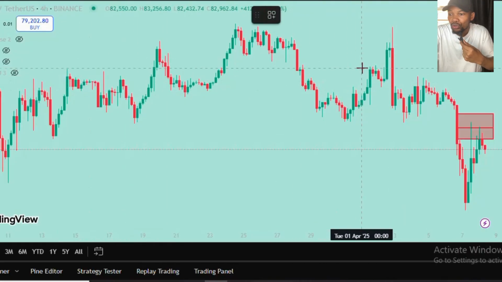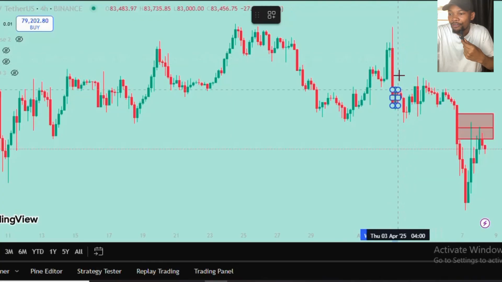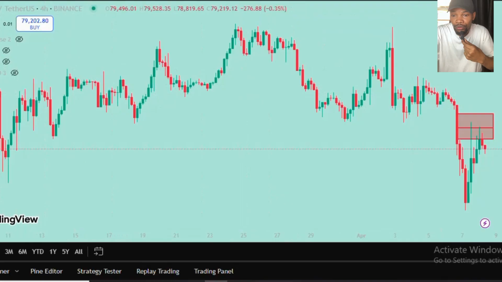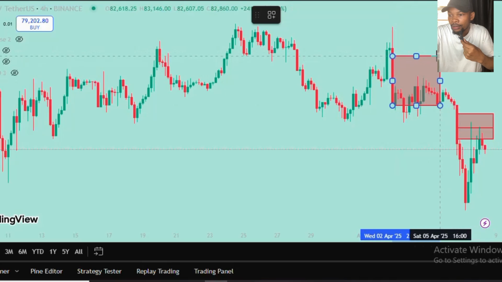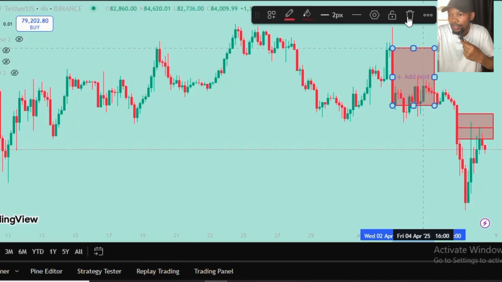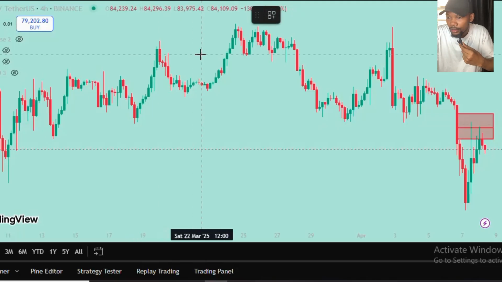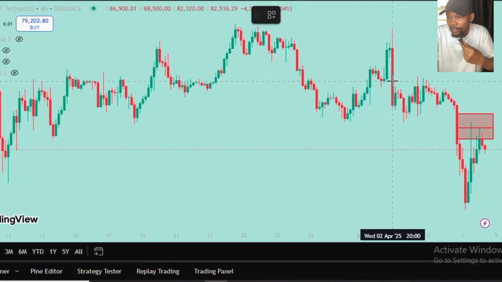Now, like I told you, there are valid fair value gaps and there are invalid fair value gaps. In an invalid fair value gap, this strategy will show you that you should not enter a trade. I'm going to draw the rectangle well. So forgive me if my rectangle is not too straight. Oh no, I'm not drawing this rectangle very well. So forgive me. I have to draw this very well.